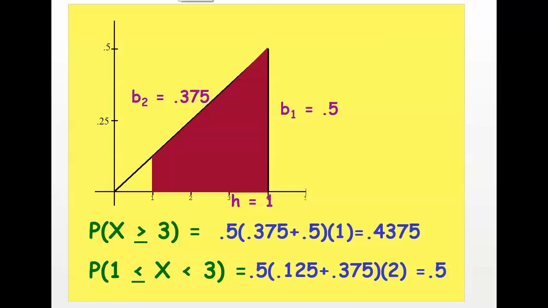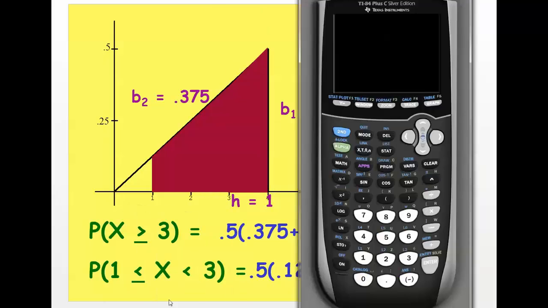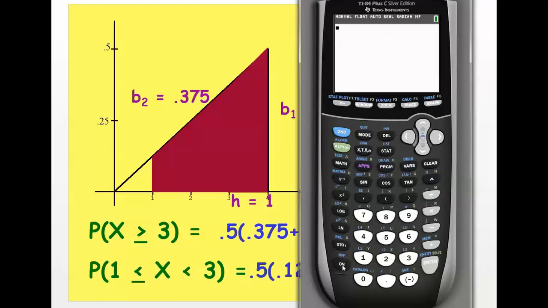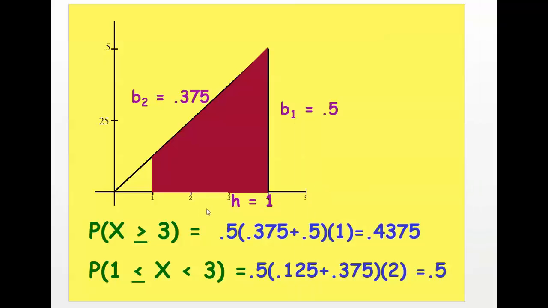So what's halfway between 0.25 and 0.5? Let me pull out a calculator and show you that. If I want to know halfway between 0.5 and 0.25, I add up those two values and then divide by 2, and that's where I'm getting that 0.375 from. So at 3, the lower base happens to be 0.375. That's enough numbers that we can calculate the area for anything bigger than 3.